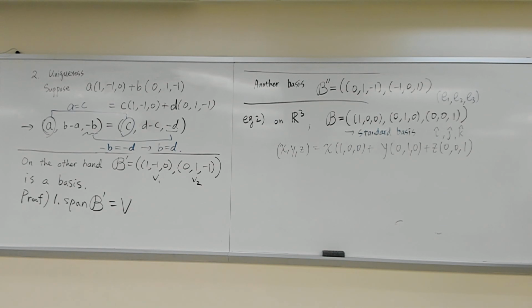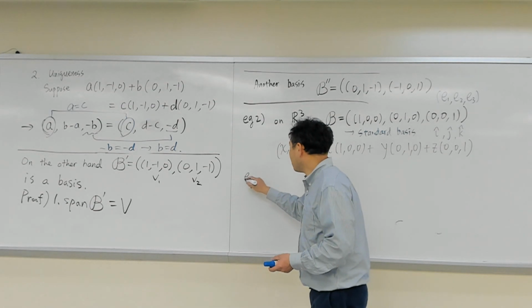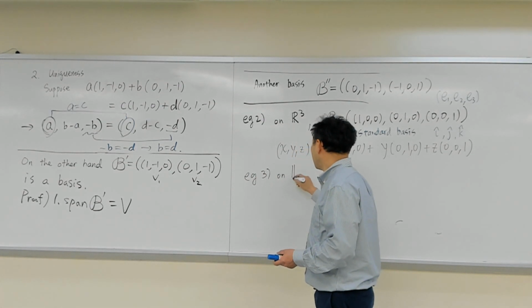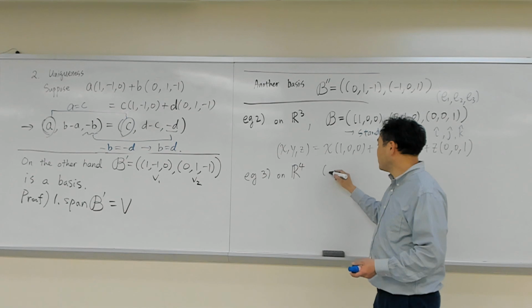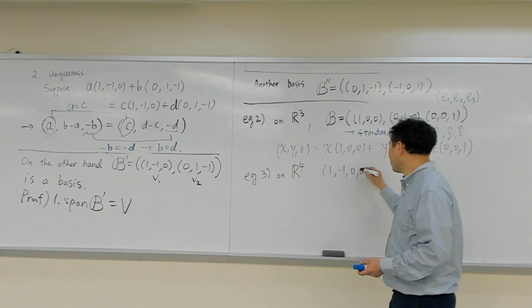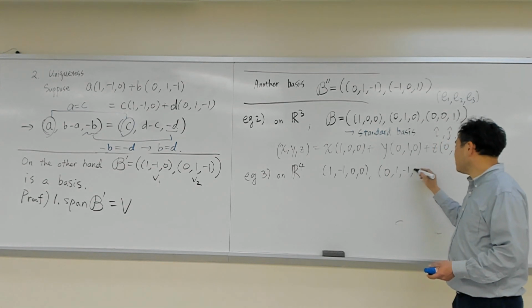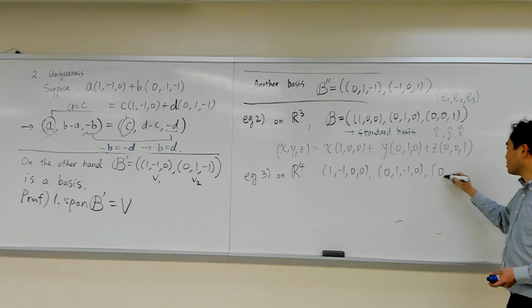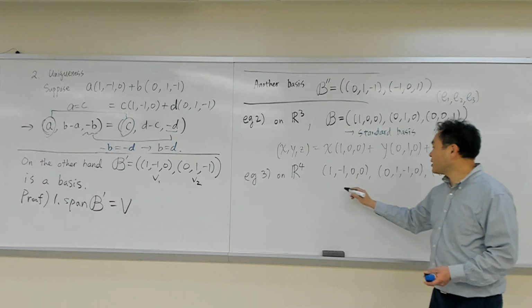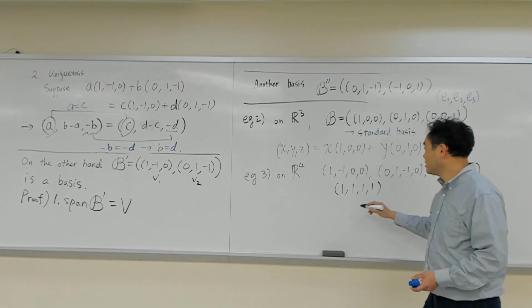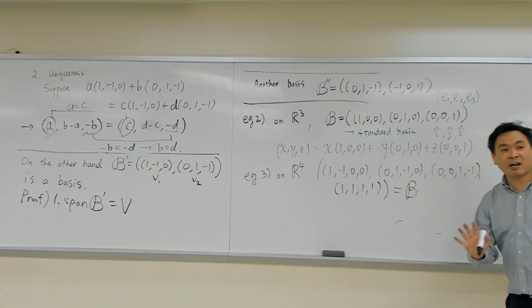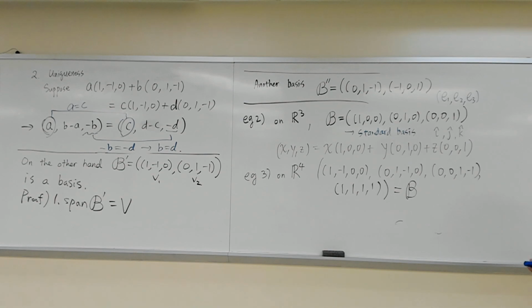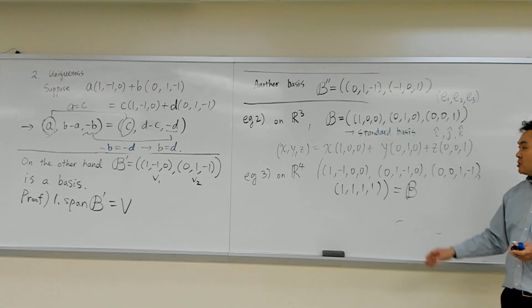So here's another one. On R4, you can have (1, -1, 0, 0), (0, 1, -1, 0), (0, 0, 1, -1), and (1, 1, 1, 1). You call this B. Now this is not going to be the standard basis, of course, but this will still be a basis for R4.